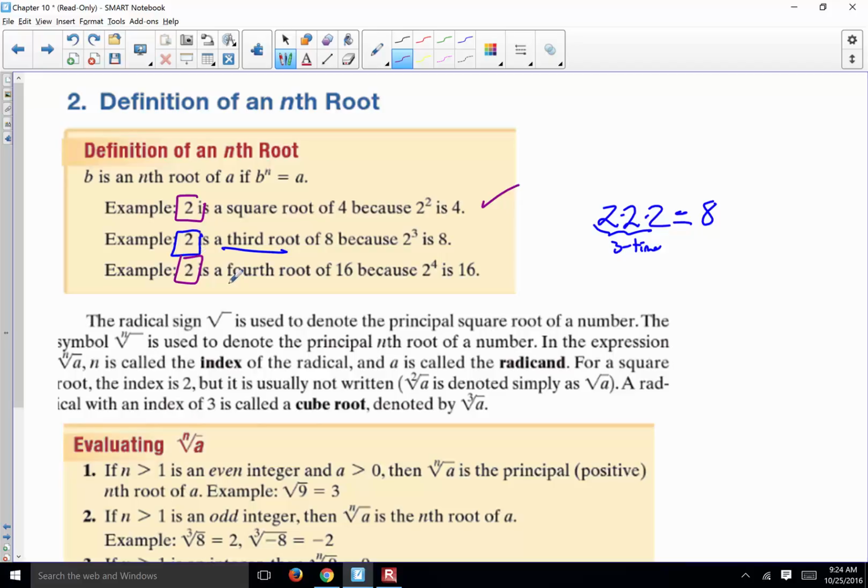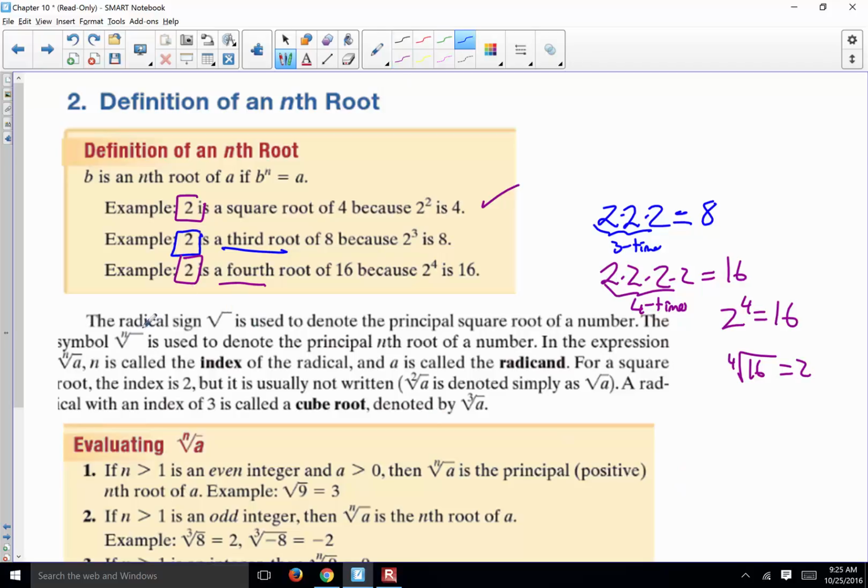2 is a fourth root of 16 because you multiply 2 four times by itself. Look, 4 times by itself and you get 16. 2 to the fourth is 16. So we say the fourth root of 16 is 2. This means you multiply a number 4 times by itself, and it makes 16.